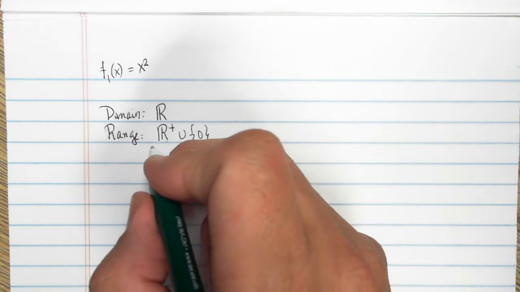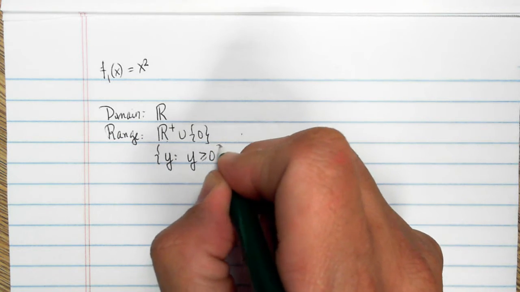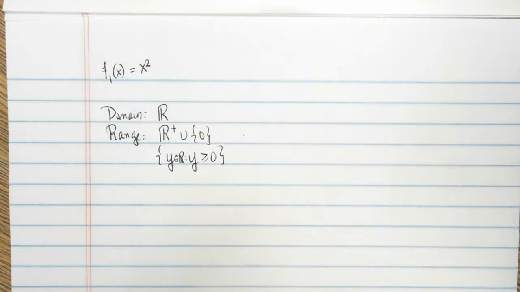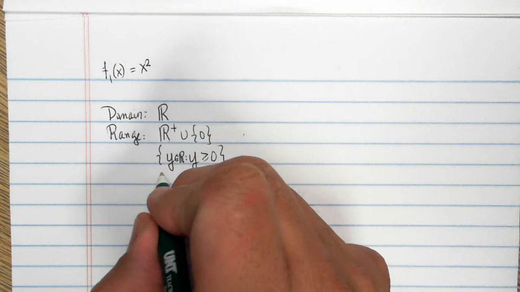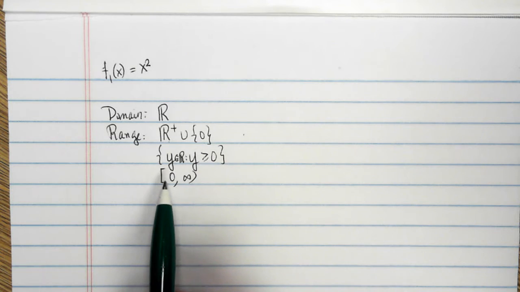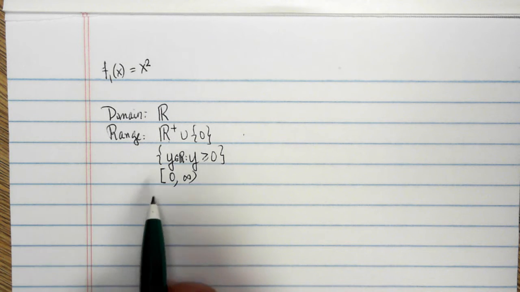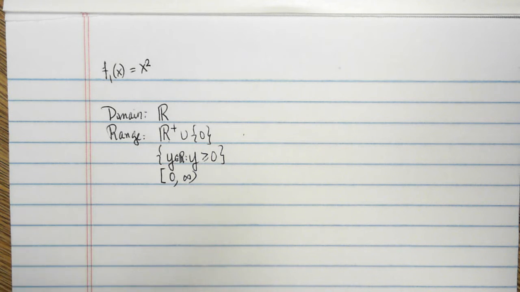Another way of writing the answer would be the set of all real numbers y such that y is greater than or equal to 0. Another way, which you might have seen in other classes, is interval notation: closed bracket 0 and then infinity with an open parenthesis, to emphasize that 0 is included and I go up through infinity. So all numbers greater than or equal to 0. That would be the range.